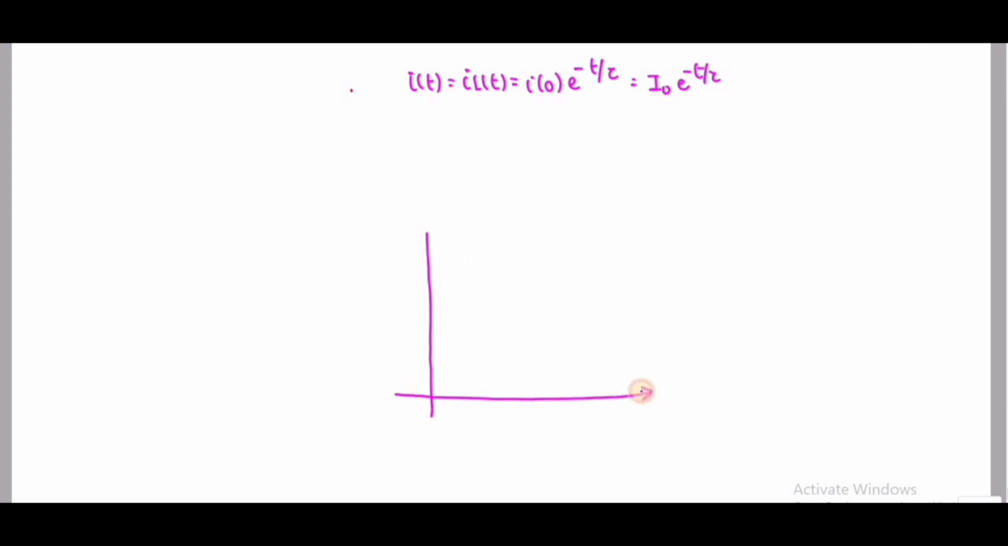Okay. So if I plot, on the y-axis I have i of t, and on the x-axis I have t. If t is equal to tau, I will get i of t is equal to I naught into e power minus 1, right? So what is e power minus 1? The e power minus 1 value is 0.3 something. So if this is tau, i of t is equal to 0.368 I naught.